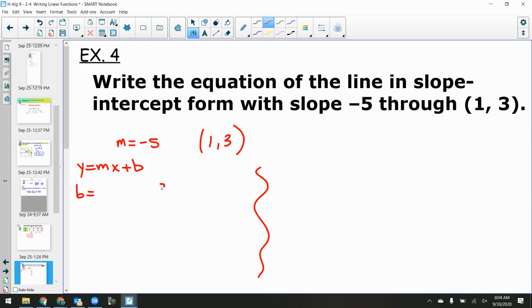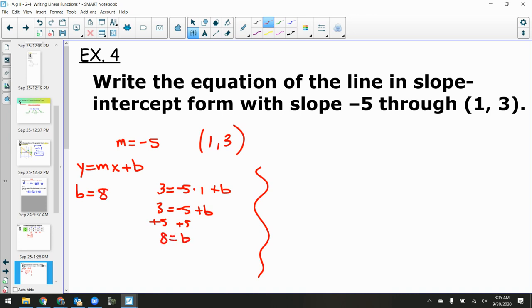Y value is 3. The m value is negative 5. The x value is 1. And then plus b. Does everybody see what I did there? All I did was use my coordinate as my x and y value. I used my slope as my m, my given slope. And now I can just solve for b. 3 is equal to negative 5 plus b. Add the 5 to both sides. I get 8 as my b value.